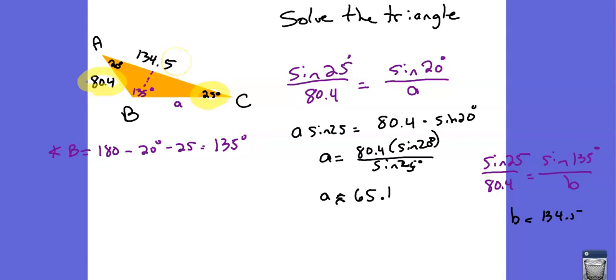So again, if I labeled everything, this is 134.5. Again, the biggest angle goes to the biggest side. Side A is 65.1. Again, the smallest angle goes with the smallest side. So I found all angles and I found all sides. So I solved the triangle.